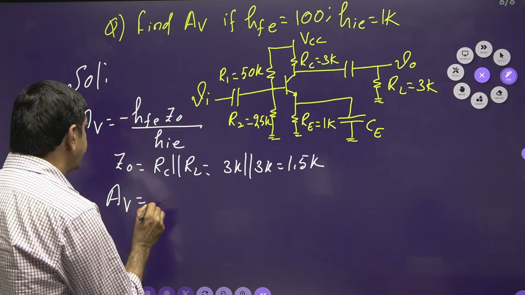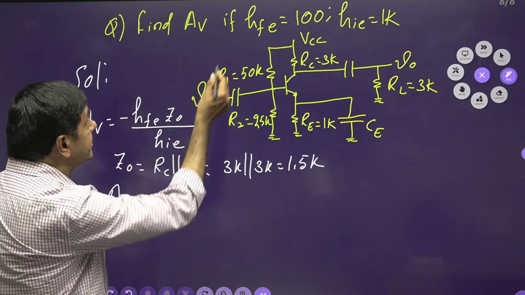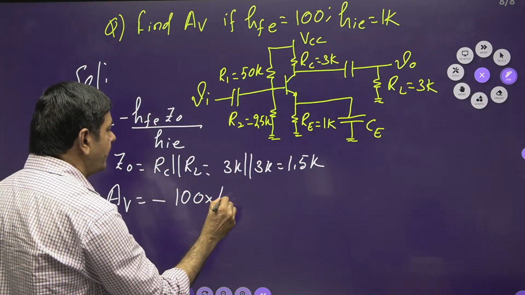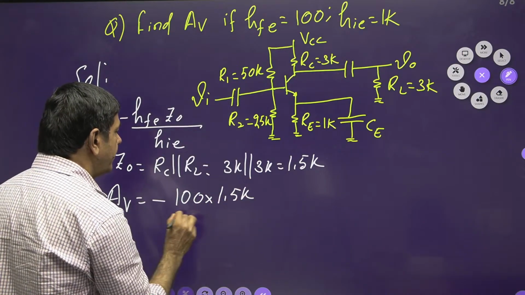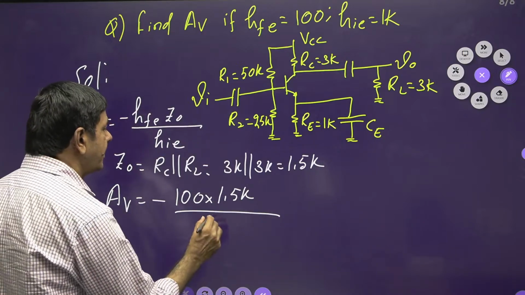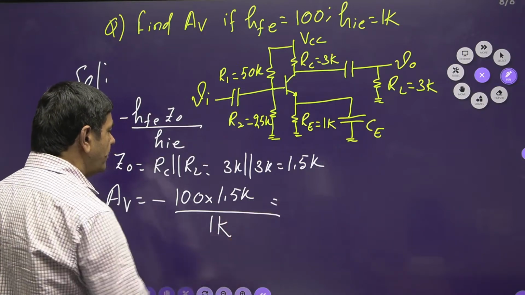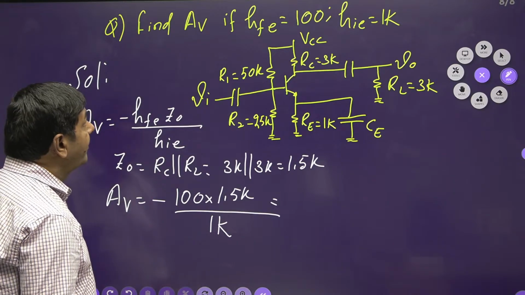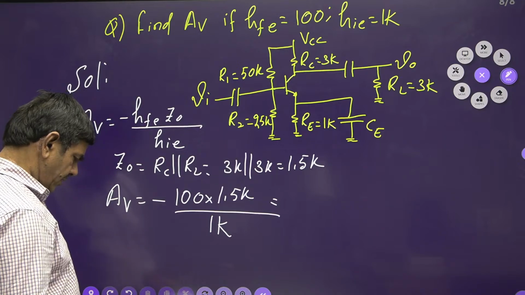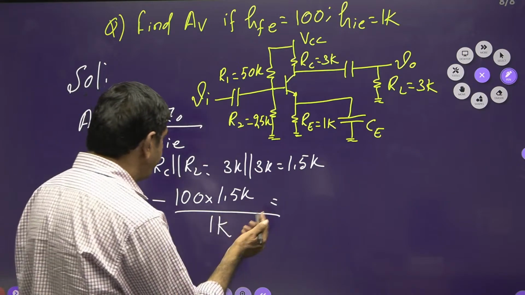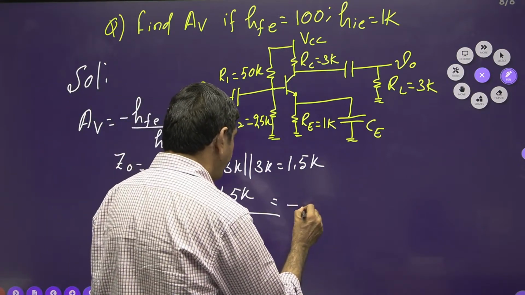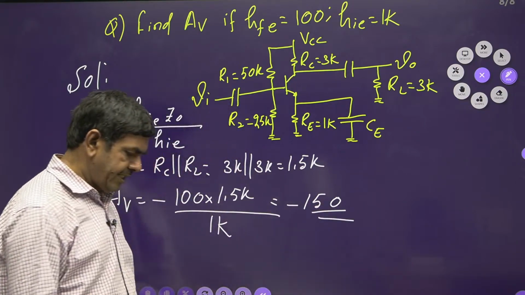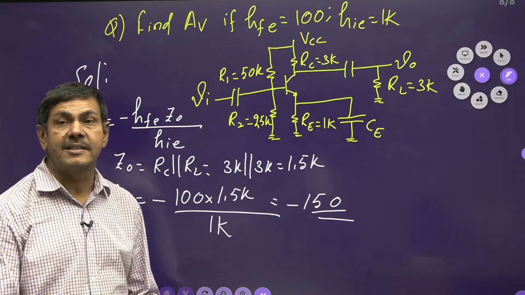So voltage gain equal to minus HFE. HFE is given as 100. Z0 is nothing but 1.5K, divided by HIE, which is nothing but 1K. Use the calculator and you will get the answer. That value will be minus 150. So that much voltage gain we can get from this circuit.